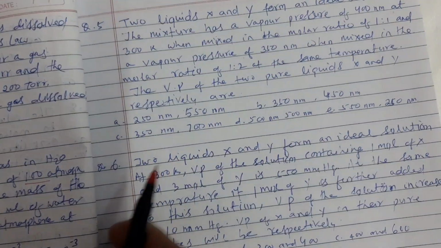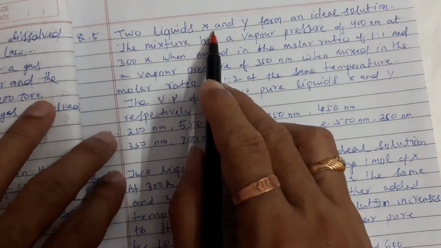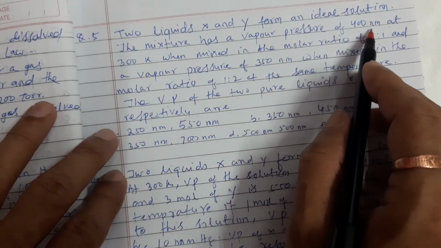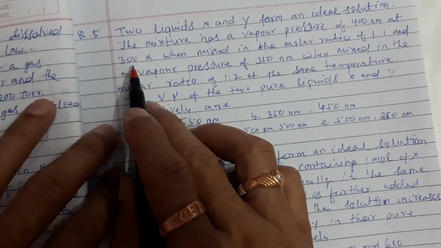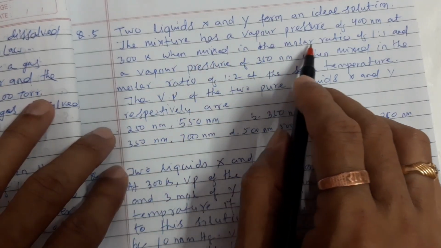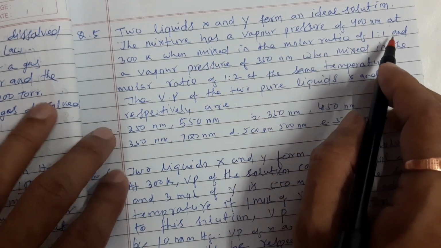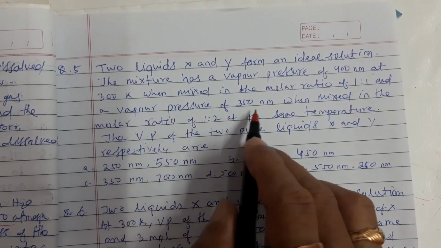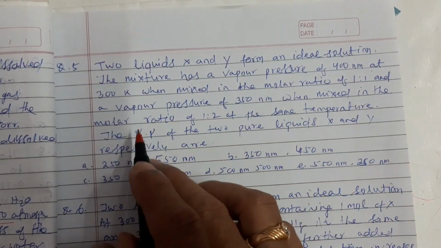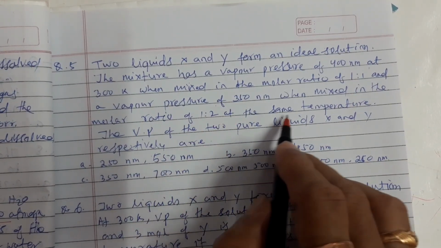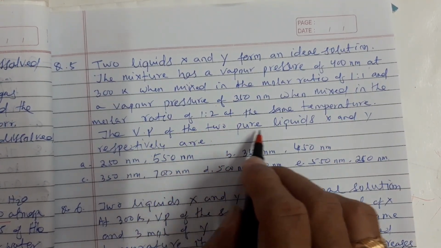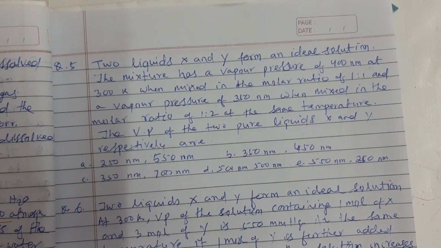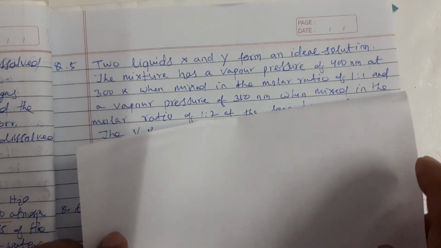Next question. Two liquids X and Y form an ideal solution. The mixture has a vapor pressure of 400 mm at 300 Kelvin when mixed in the molar ratio of 1:1, and a vapor pressure of 350 mm when mixed in the molar ratio of 1:2 at the same temperature. The vapor pressures of the two pure liquids X and Y respectively are what? So these are the choices given. You see how we will do this.